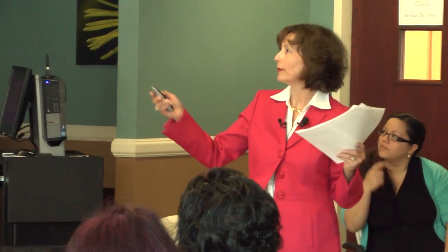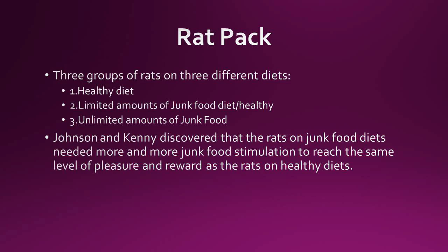An interesting study, one of thousands of studies that we could have talked about. There was a group of rats, three different groups. One was fed a reasonably rat-healthy diet, whatever that is, rat chow. And then the second group had a limited amount of junk food in their diet, alternating with healthy. And then there was the unlimited amounts of junk food.